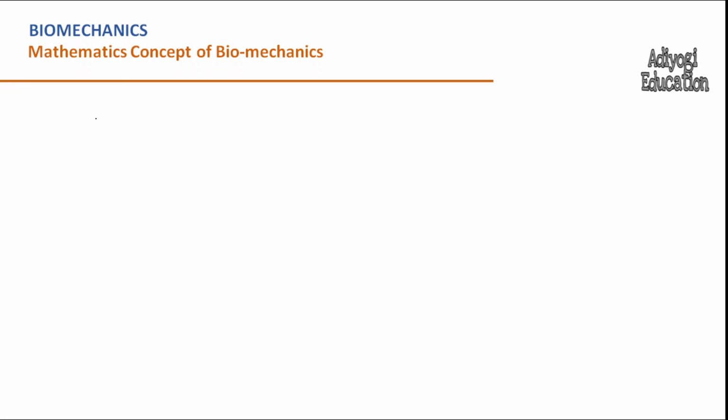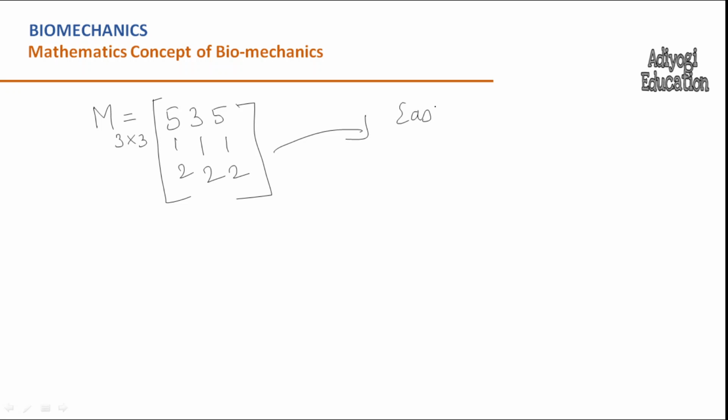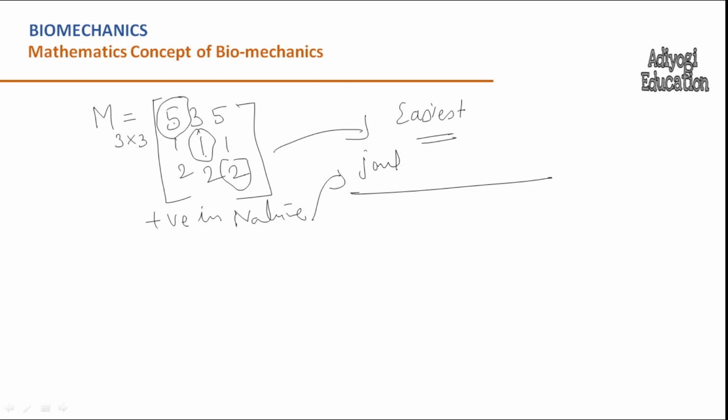Now I'll give you one example. Suppose one matrix is given whose dimension is 3 cross 3, which is 5 1 2, 3 1 2, 5 1 2. Now what is the easiest approach? The easiest approach is to look at the diagonal elements. These are 5, 1 and 2. All the diagonal elements are positive in nature. There is definitely a problem with joint B. This we have already discussed. Correct. Now what is the second example we discussed?